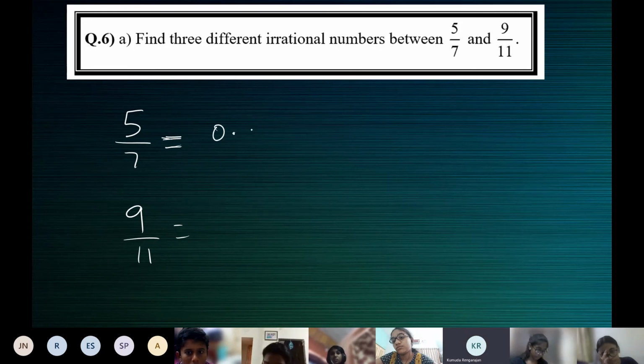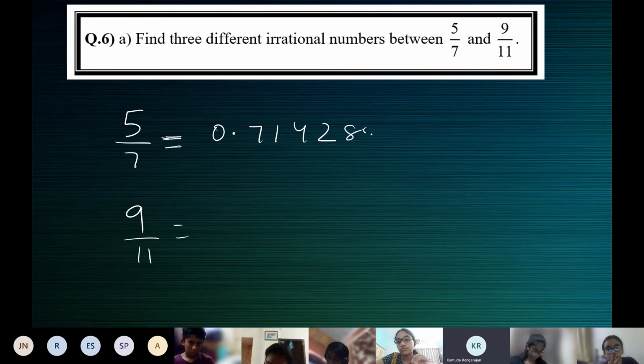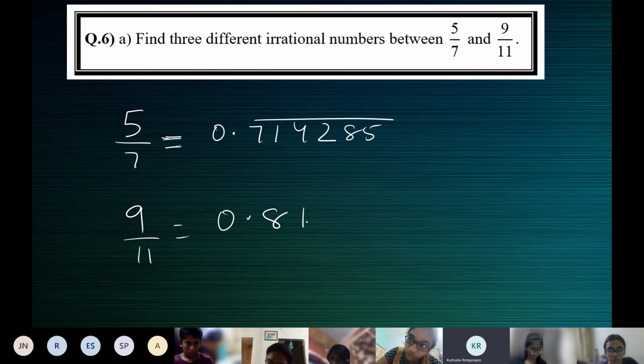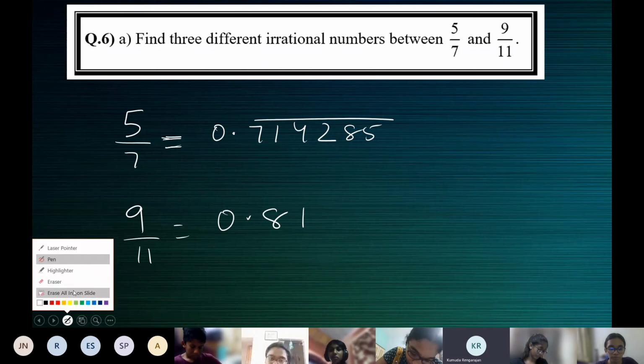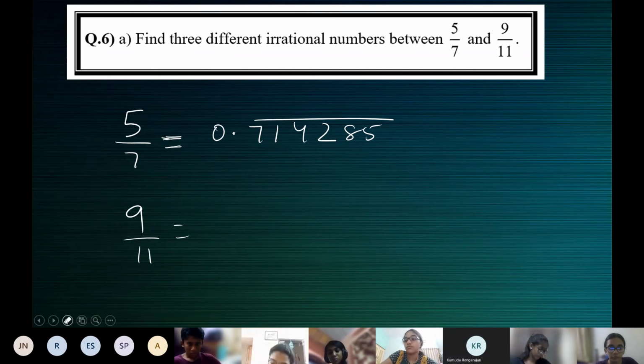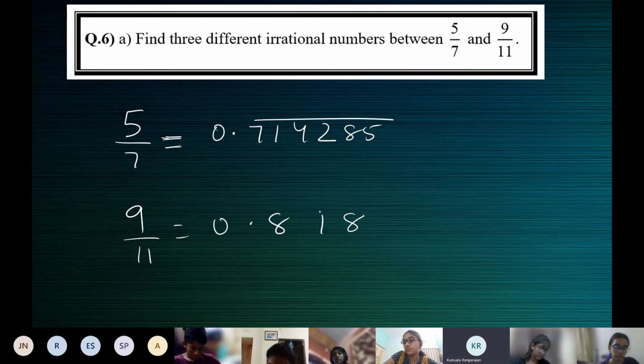So this one is 0.714285 recurring. Okay, and 9/11 is 0.81. No. One second. It's 0.818 recurring. Oh no, my eyes are not seeing it correctly.